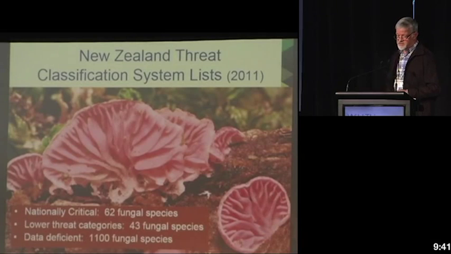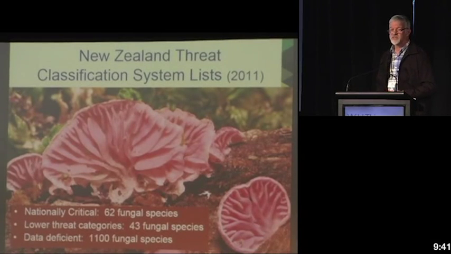So what about in the New Zealand system? Yes, we've made a start. 62 fungal species in the highest threat category, nationally critical, but 1,100 species in the data deficient category, because we need so much more information to make any sort of assessment of those particular species, even though we've got very few records of them.